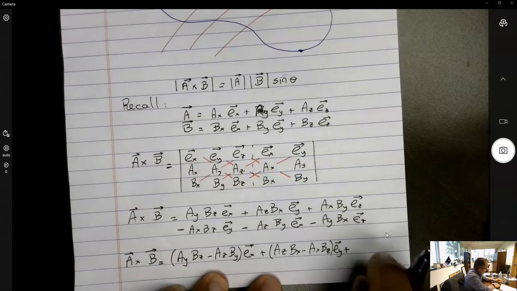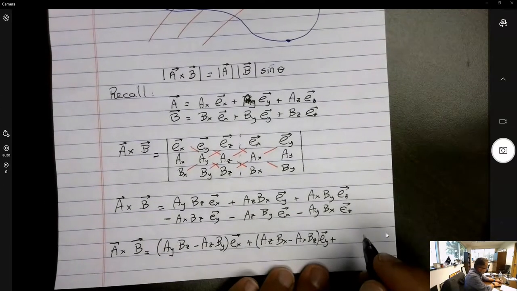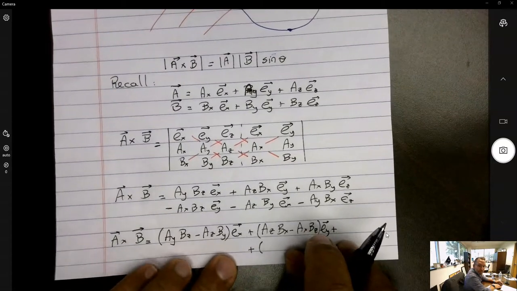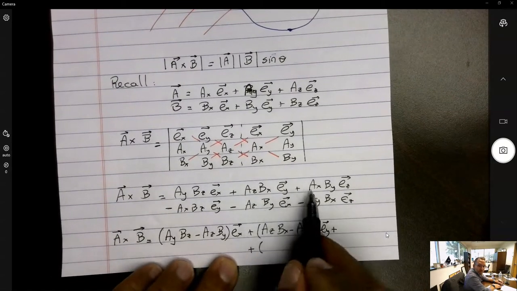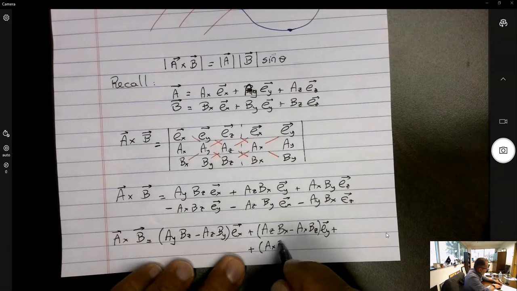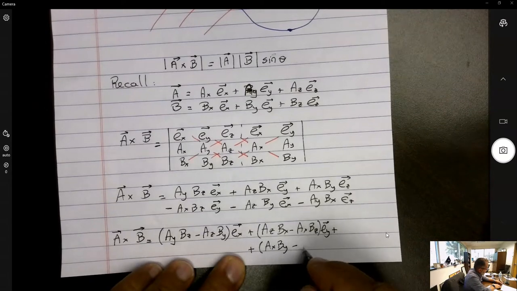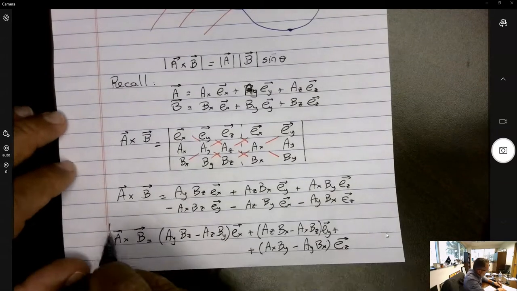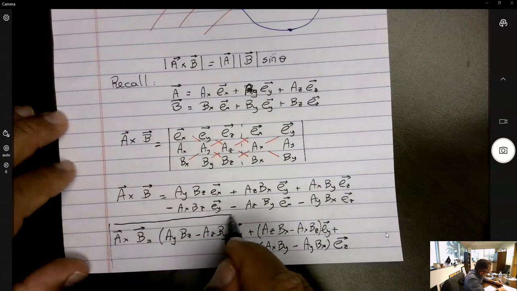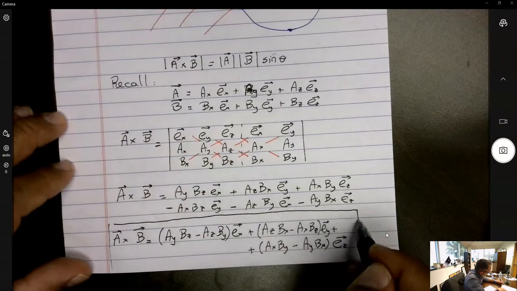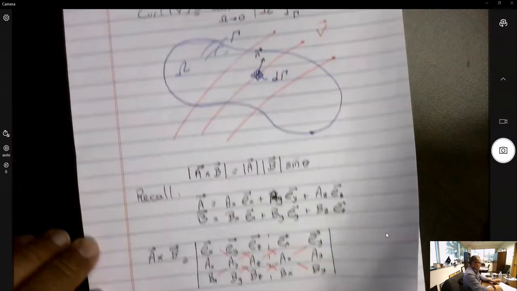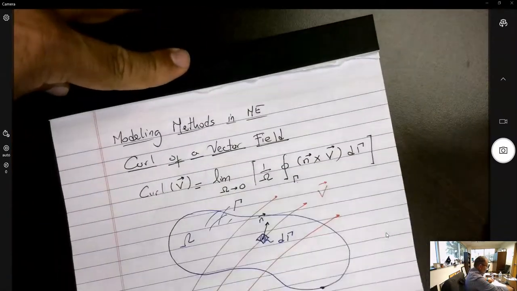Let me squeeze this one here in this little space. Actually, I can do it here. Plus AX BY minus AY BX in the Z direction. So these are the three components of the cross product between two vectors. All right, so let me move to the next page.